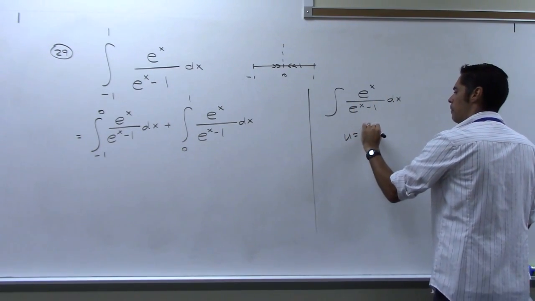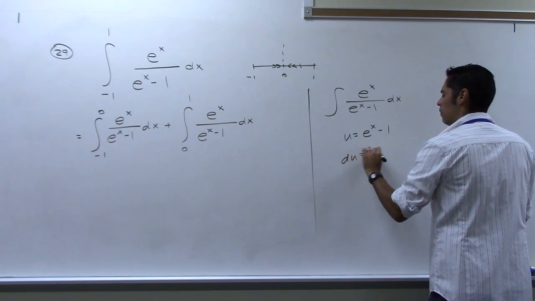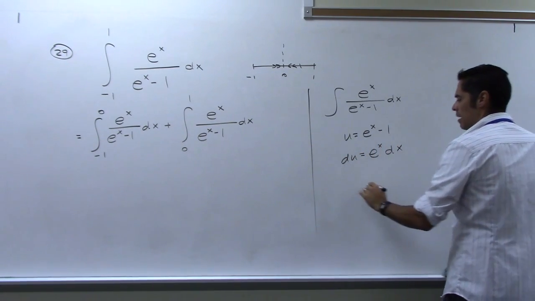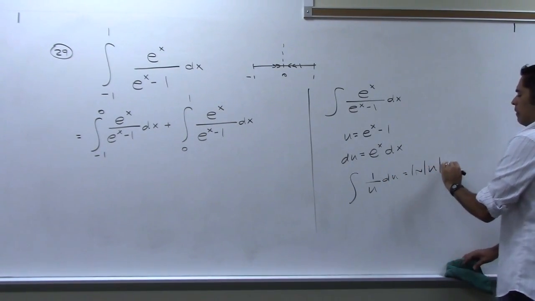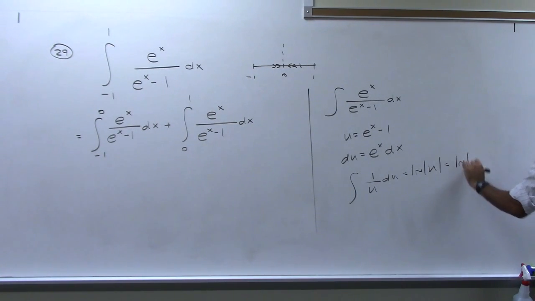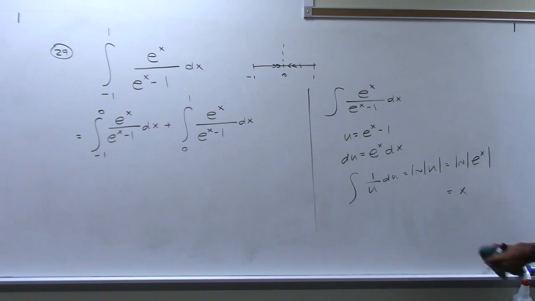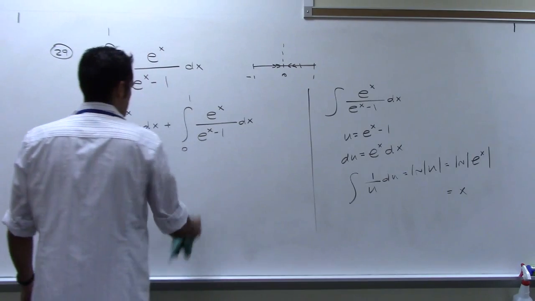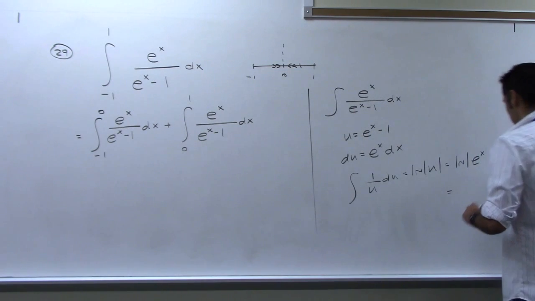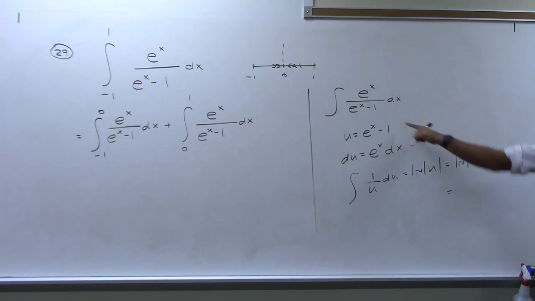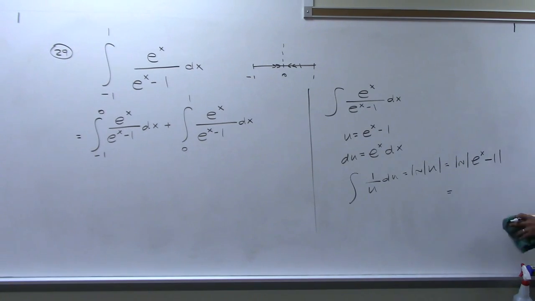Basic u sub. And then that becomes integral 1 over u du, which is natural log of u, which is natural log of e to the x. But that's just x. So that's kind of weird that we just get x. Oh wait, sorry, e to the x minus 1, that didn't seem right. Okay, e to the x minus 1. U is e to the x minus 1, not e to the x. So I can't simplify this at all.